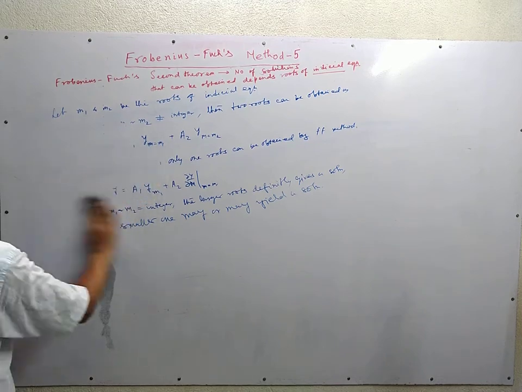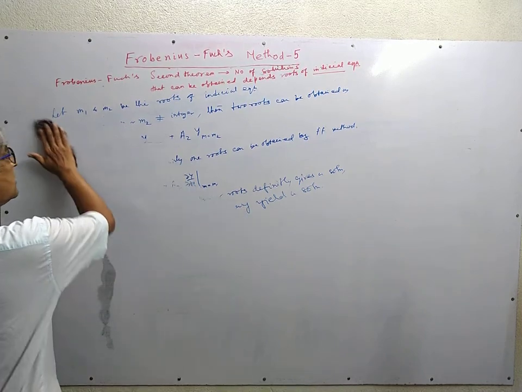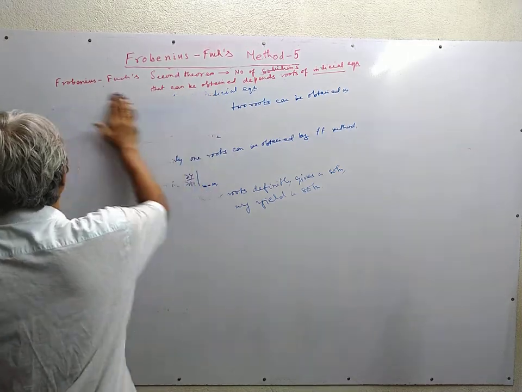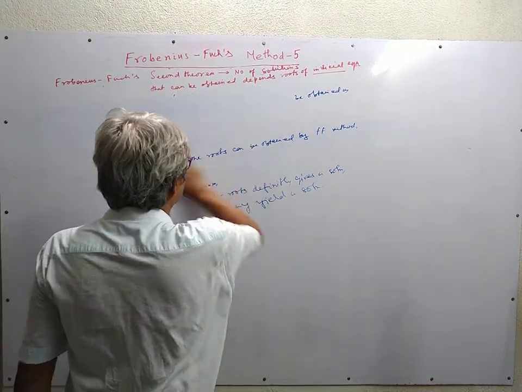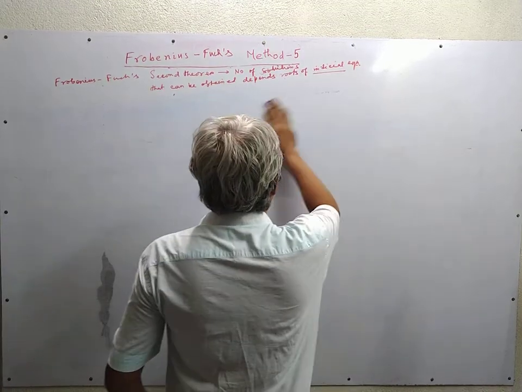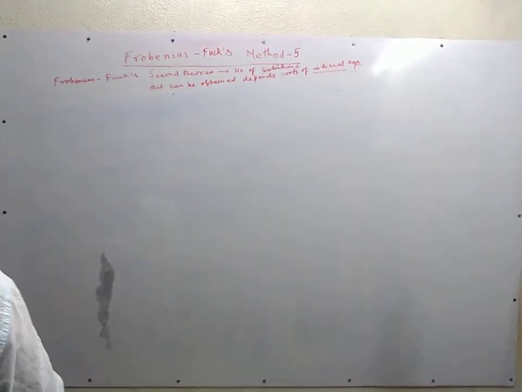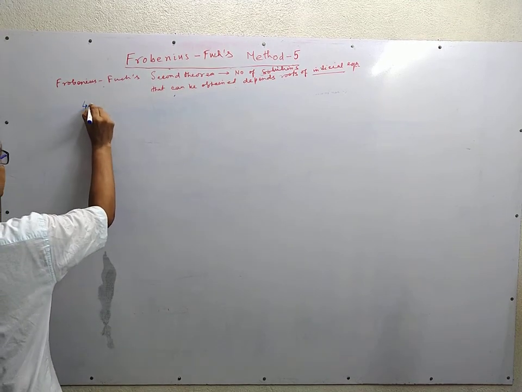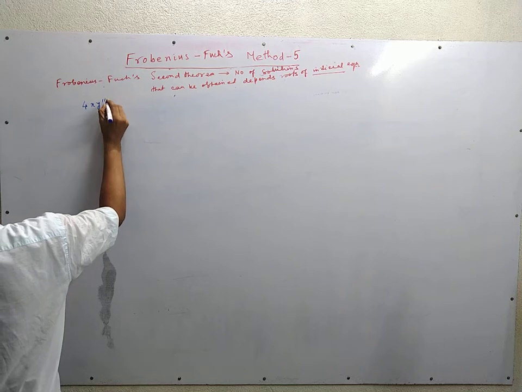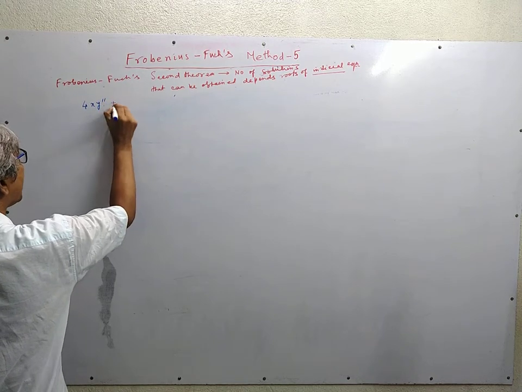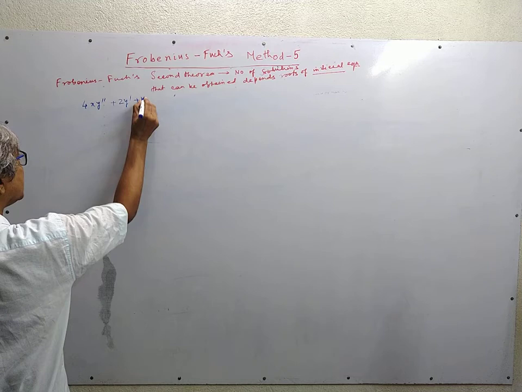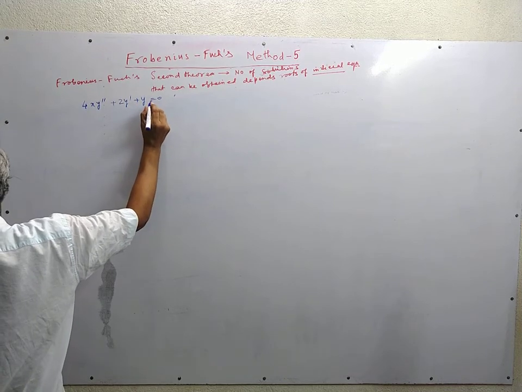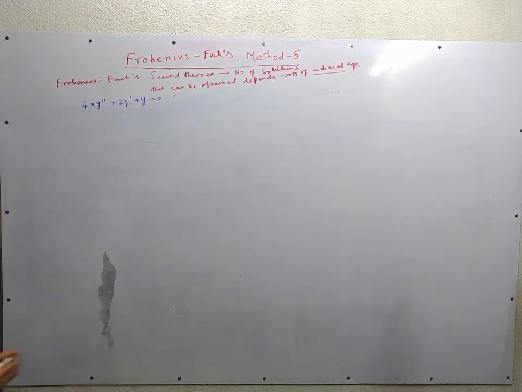First example on Theorem 1a. So we consider an example like this. The differential equation 4xy double prime plus 2y prime plus y is equal to 0. Note that x is equal to 0 is a singular point.